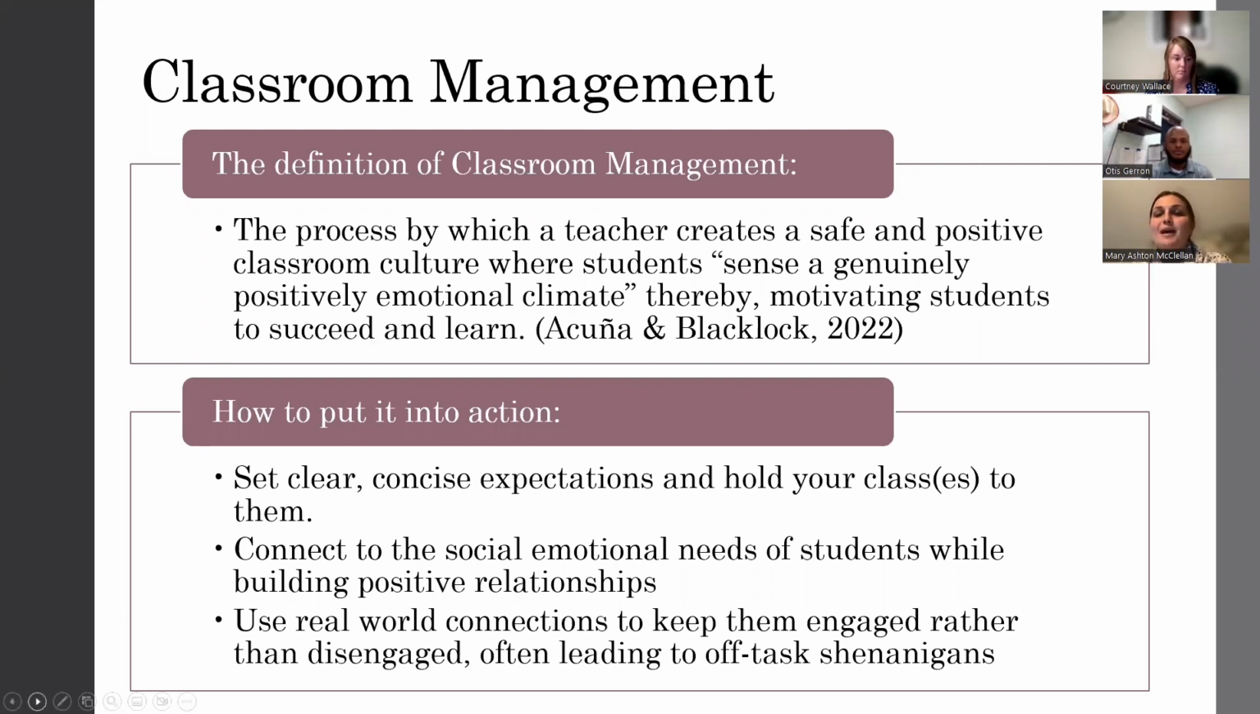All right, moving into some other examples of student engagement strategies we can work on. Everybody has got to have some sort of classroom management strategy, and your classroom management strategy is also a student engagement strategy. The definition of classroom management is the process by which a teacher creates a safe and positive classroom culture where students sense a genuinely positive emotional climate, therefore motivating students to succeed and to learn. So if where they are is positive and happy and structured, then they will succeed. To put this into action, we need to make sure we are setting clear, concise expectations and that we are holding our classes to them.